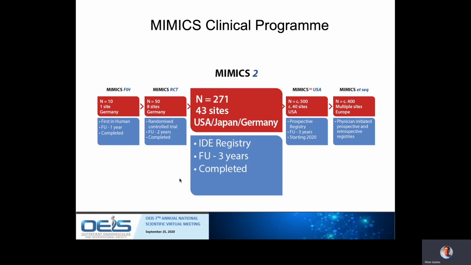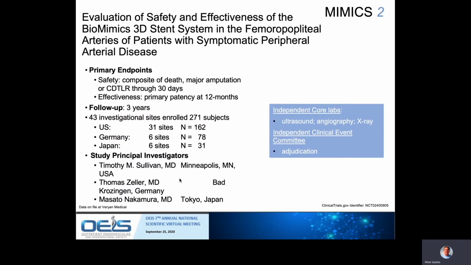The company have extended their clinical program out to a registry within Europe and one intended to start soon within the USA. So far, over 1,750 patients have received the stent within the clinical program. The MIMCS 2 study evaluated the safety and effectiveness of the BioMimics 3D stent system in the femoral popliteal artery of patients with symptomatic peripheral artery disease.